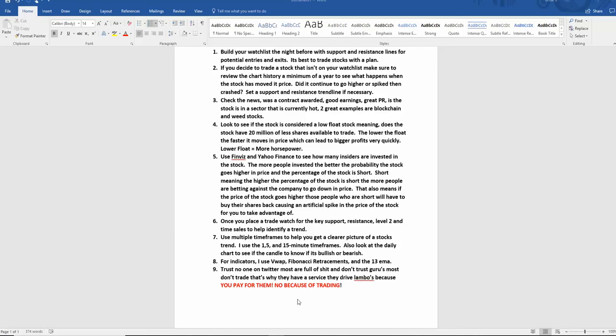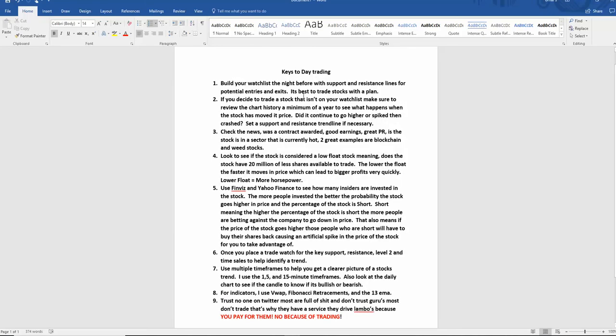Again, just to recap: build your watch list the night before with support and resistance lines for potential entries and exits. It's best to trade stocks with a plan. If you decide to trade a stock that isn't on your watch list, make sure to review the chart history a minimum of a year to see what happens when the stock price has moved. Did it continue to go higher, or spike, then crash? Set a support and resistance trend line if necessary.